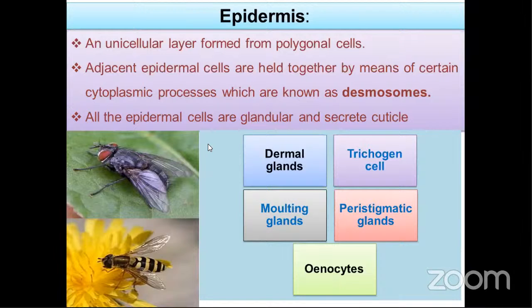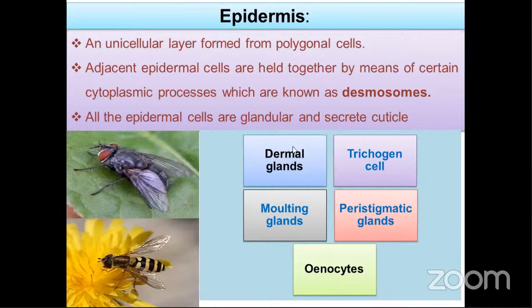they can also secrete the cuticles at the time of the molting process. So these polygonal cells can be modified into cuboidal or columnar cells. These epidermal cells get differentiated into 5 types.